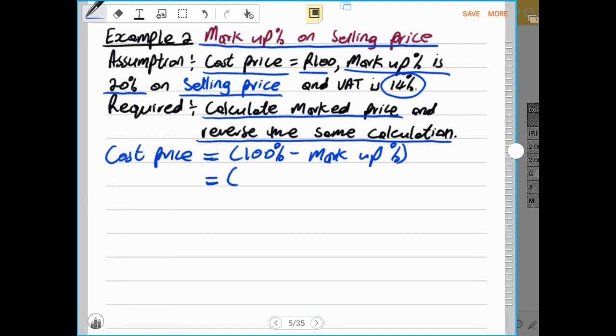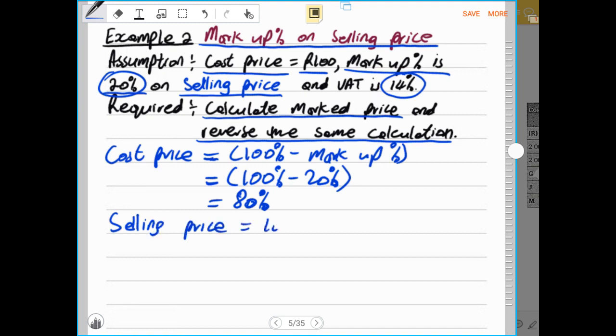So now that means our cost price will be 100% minus 20%, because our markup percentage, which is on selling price, is 20%. Therefore now we minus our 20%. Therefore now that means it will be 80%. That means cost price will be 80% in this case, because our markup percentage is 20% on the selling price. So now that means selling price will be equal to 100%.